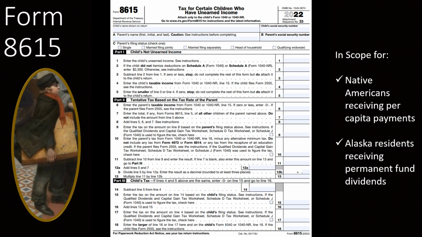So for VITA, it is important to note we do have very strict scope guidelines. The only times that we would be preparing these returns would be for Native Americans receiving the per capita payments and the Alaska residents receiving permanent fund dividends. Again, these are reported on Forms 1099-MISC in Box 3 as other income. Any other situations involving the tax for certain children who have unearned income are going to be out of scope, and we would need to be sending those taxpayers to a paid preparer.